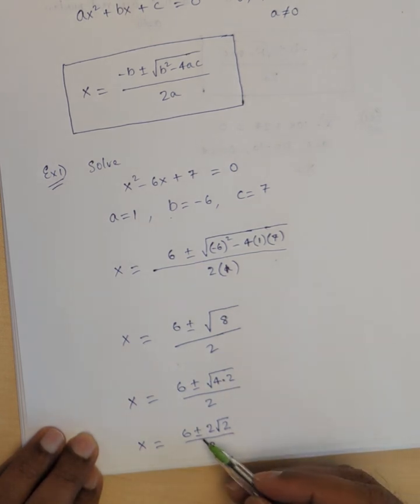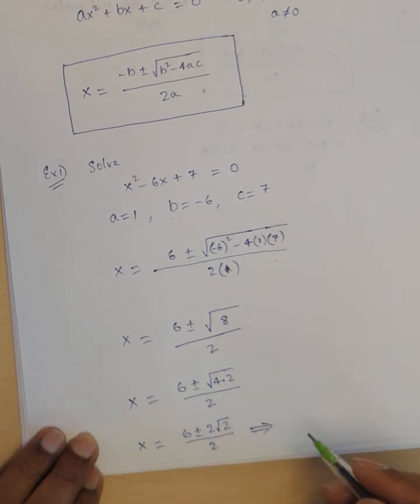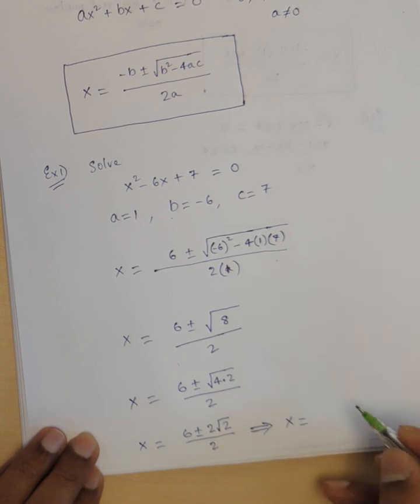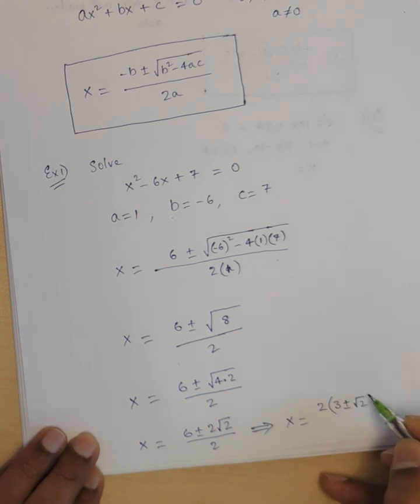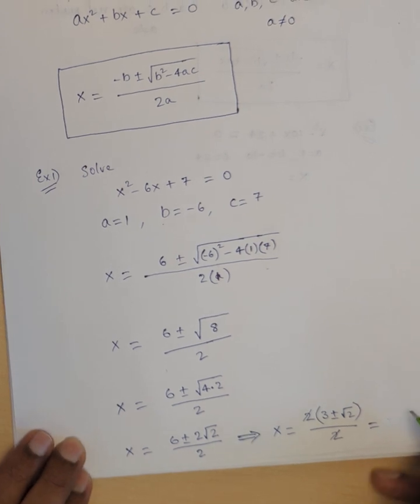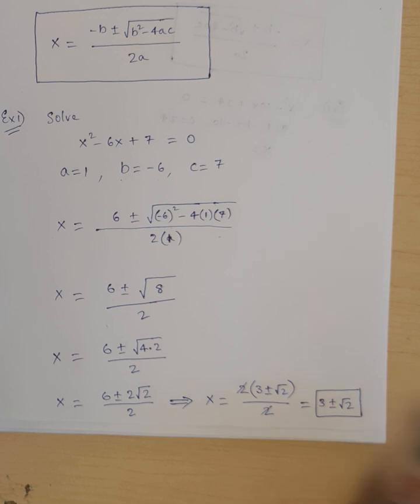Now at this point, I can factor a 2 in the numerator. So I have x is equal to 2, and in parentheses it's 3 plus or minus, it's just root 2, divided by 2. And the 2's cancel each other out, so the answer is 3 plus or minus the square root of 2. So I have two answers, 3 plus square root 2 and 3 minus square root 2.